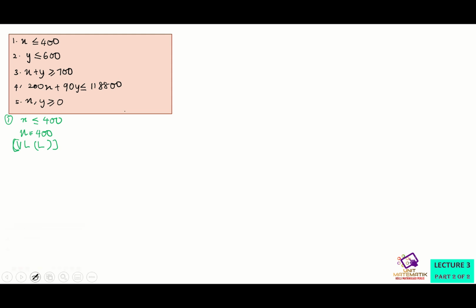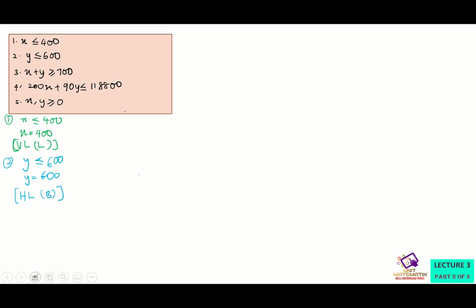And then for the next inequality, where we have y less than or equals to 600, this is the horizontal line. And the region will be the below region, since we have the notation less than or equal, so below region. Both are solid lines since there is equal sign there.